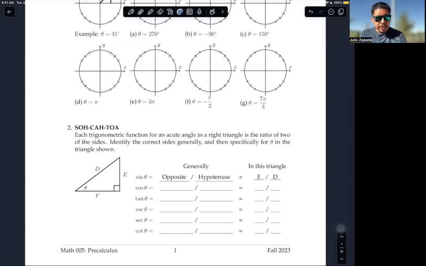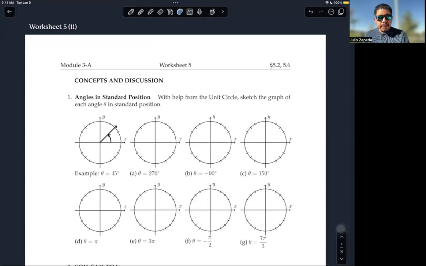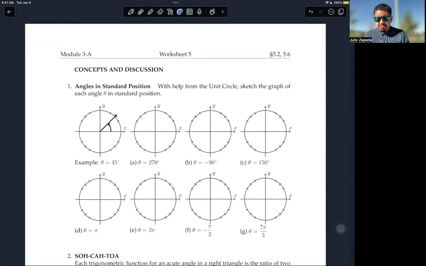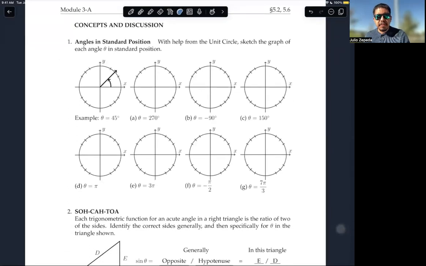All right, so in this video, we're just going to go over a couple of problems from worksheet number 5. I'm just going to do a couple of randomly chosen problems to give some of the ideas on this worksheet. Let's start with number 1, and we'll choose a couple of them and try to get through some portion of each problem in this video. So theta equals 150 degrees.